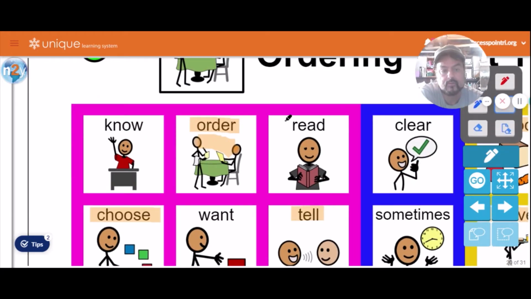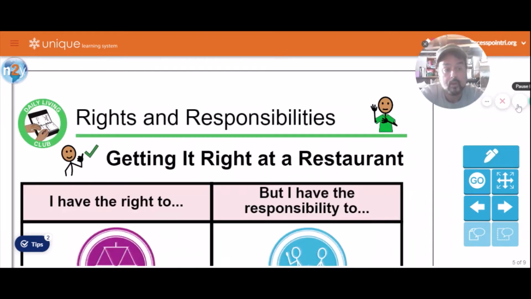And you have to read the menu, or at least look at the pictures on the menu. And you want to be clear when you speak to the server about what you want. Or you show the server, you point to the menu, show them what you want. Okay, let's get to the activity.